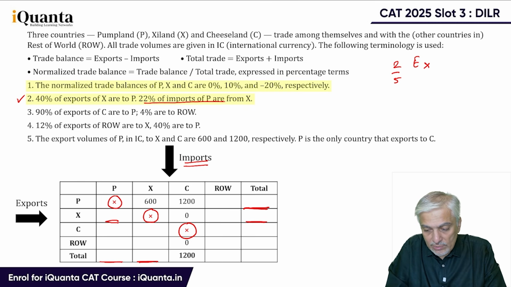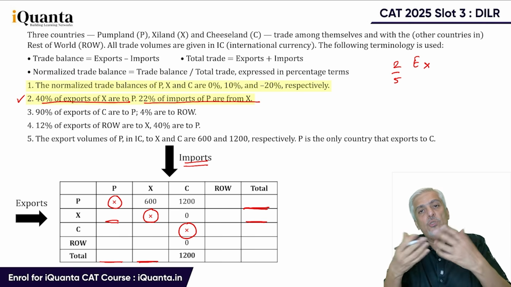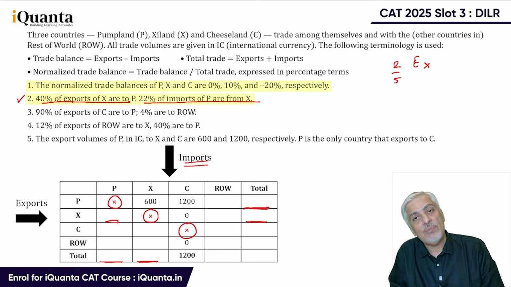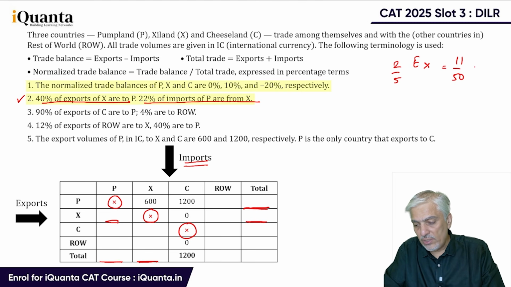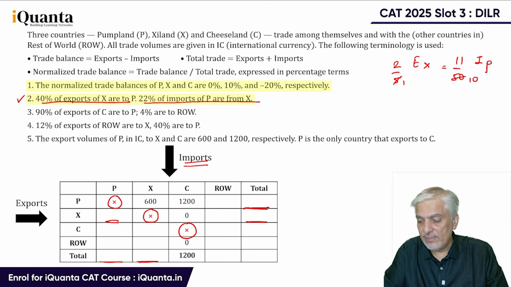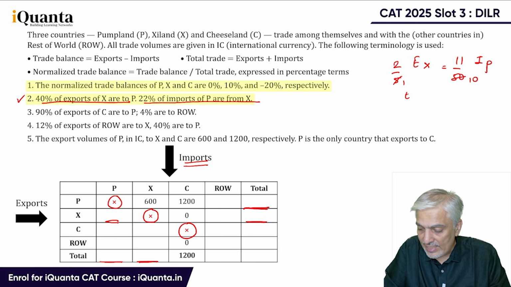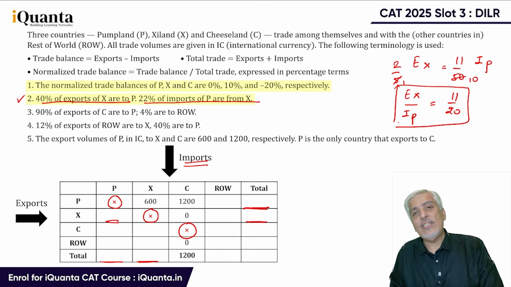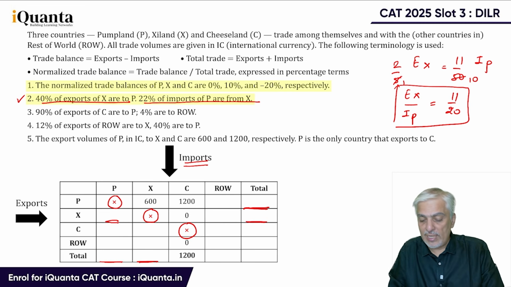Now do you realize these two things are the same? What X exports to P and what P imports from X is the same thing. So this has to be equal to 22%. 22% will be 11 by 50 of imports of P. This was the main thing: exports of X to P and imports of P from X is the same thing. So if I cut this, nothing else cuts. So what will I get? I'll get exports of X to imports of P is 11 by 20. So I knew that exports of X and imports of P is this number. This has a multiple of 11, this has a multiple of 20.